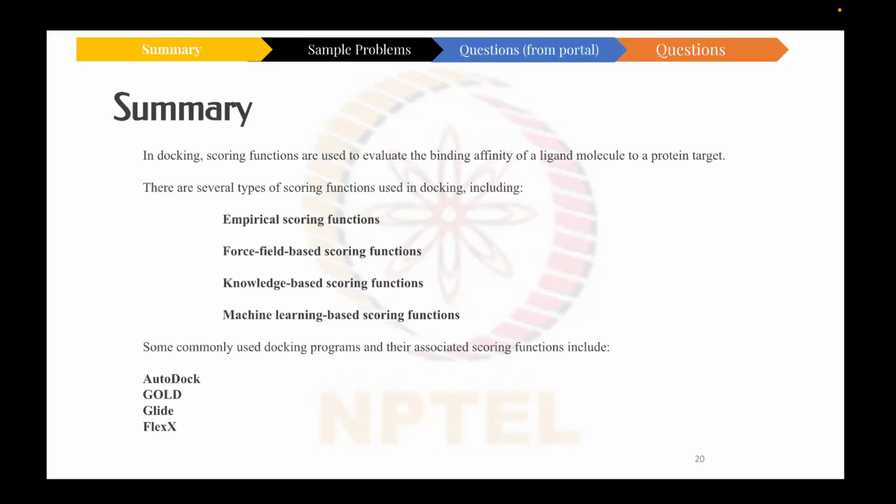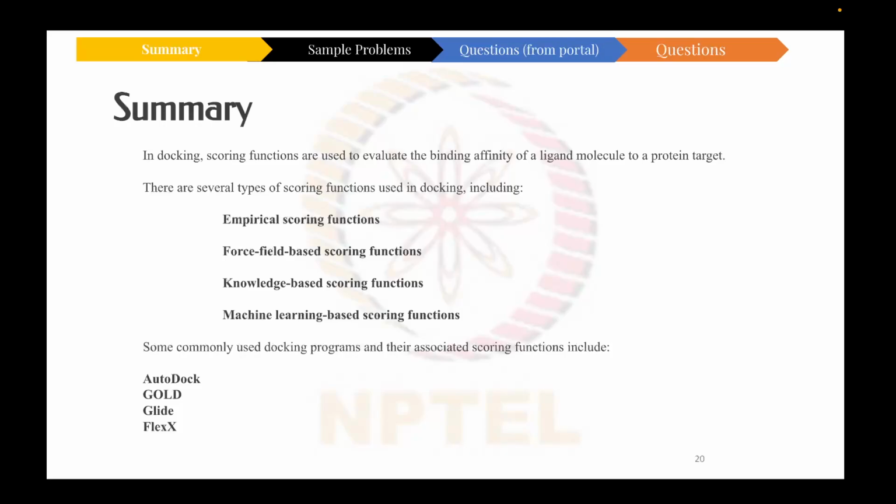Then we have knowledge based scoring functions, which are derived from statistical analysis of non-covalent interactions within protein ligand complexes whose structure is experimentally derived. So distance dependent potential functions reflect the frequencies of observed interactions in the training set. Docking poses are scored based on the similarity to the training set. So we have the machine learning based functions, which utilize machine learning algorithms to learn the relationship between the protein ligand interaction energies and molecular descriptors.